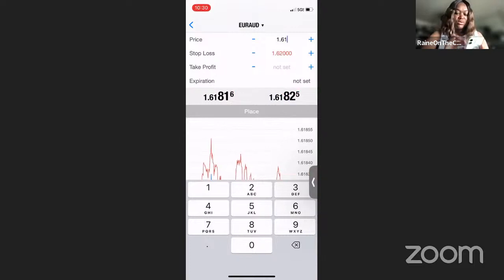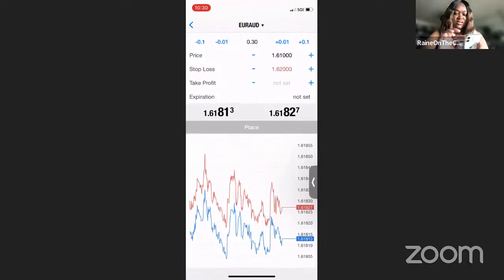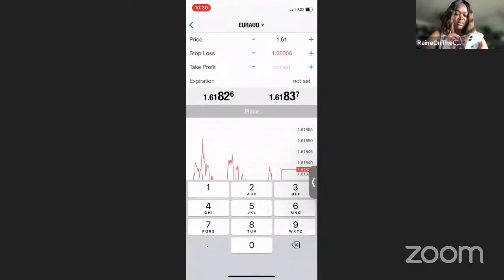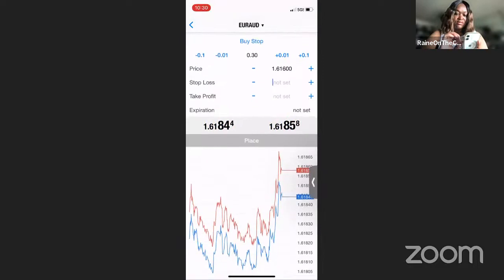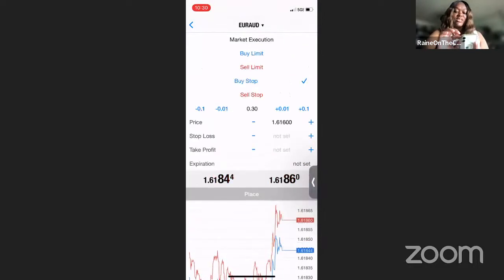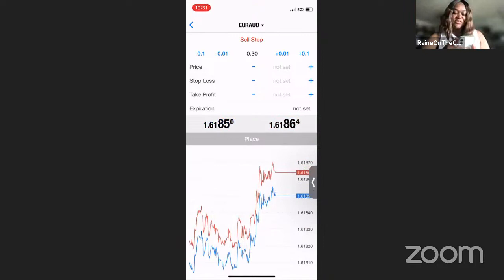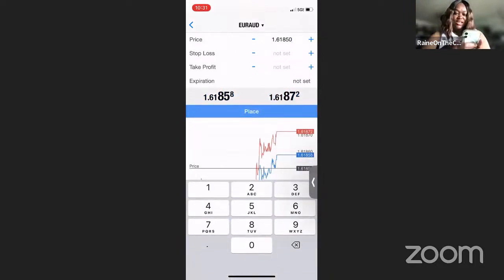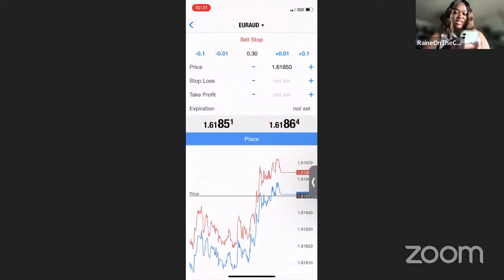Let me do 61,600. Oh, my stop loss. I don't get it. Oh, I didn't change it to a sell stop. That's why. It needs to be changed to a sell stop. Okay, so good, guys. Good that happened. So you guys can see everything needs to be just right. You got to make sure you have the right type of order in.